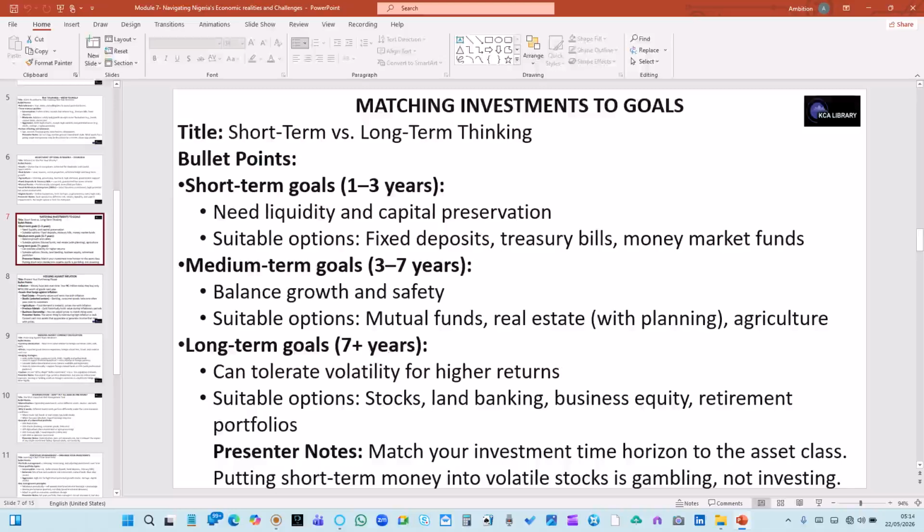Now, we have medium-term goal that ranges between 3 years to 7 years. This one balances growth and safety, and suitable options include mutual fund, real estate with planning, and agriculture. Then we have long-term goal that is usually above 7 years. This one can tolerate volatility for higher return, and suitable options include stock exchange, land banking, business equity, and retirement portfolio. Please note that you should match your investment time horizon to the asset class. Putting short-term money into a volatile stock is gambling, not investment.